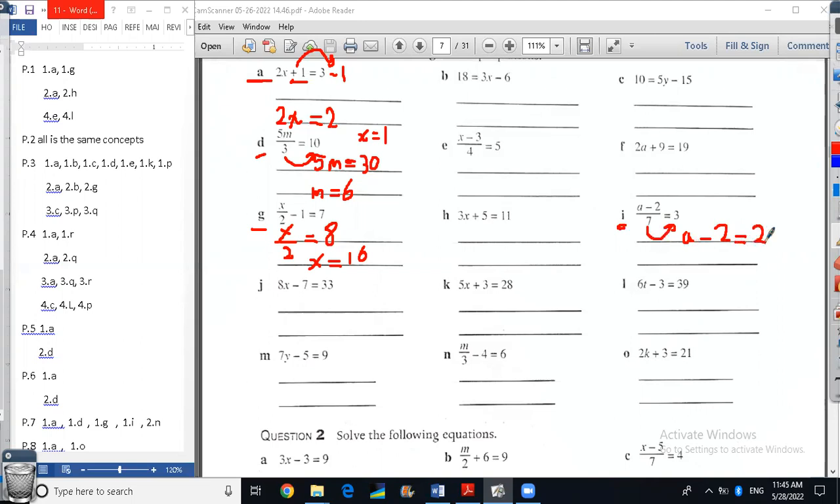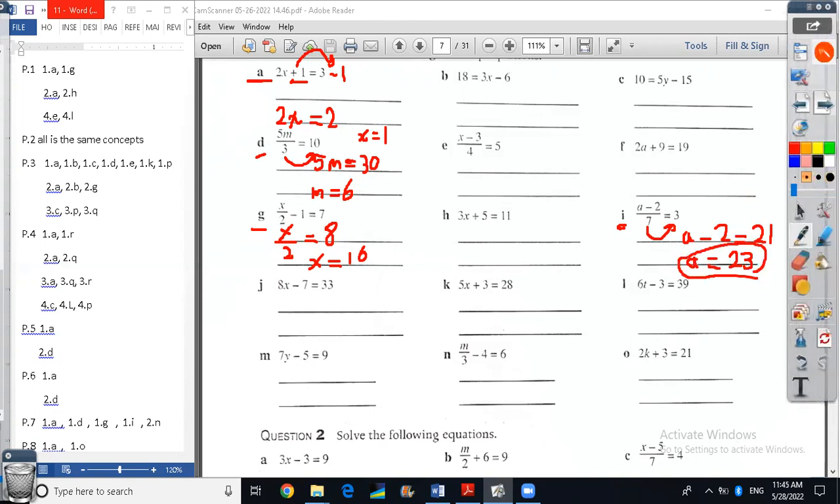A minus 2 equals 21. Then send the -2 there, +2. So a equals 23. That's it. A equals 23. All right.